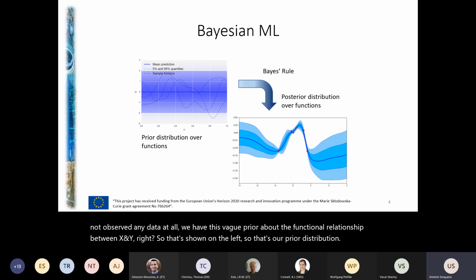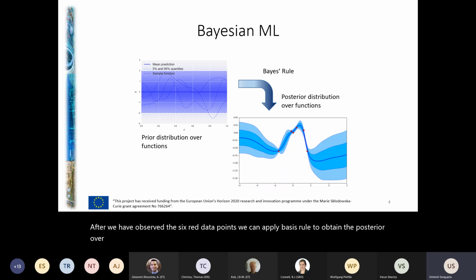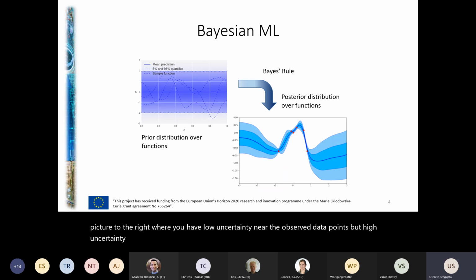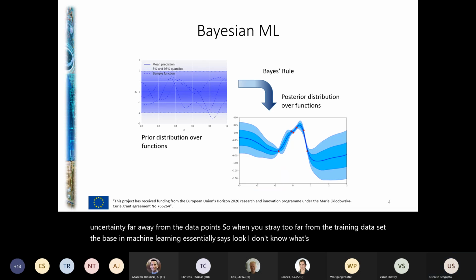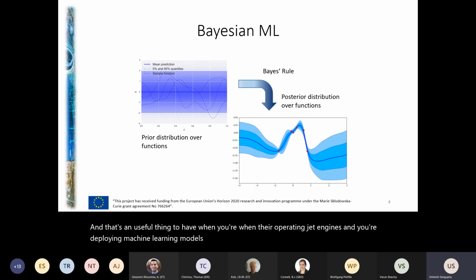After we observe some data points, you see those 6 red data points, we can apply Bayes' rule to obtain the posterior over the parameters of the machine learning model. You can obtain something like the picture on the right, where you have low uncertainty near the observed data points, but high uncertainty far away from the data points. When you stray too far from the training data set, the Bayesian machine learning essentially says, look, I don't know what the output should be. That's a useful thing to have when you're operating jet engines and deploying machine learning models in such a high-stakes scenario.